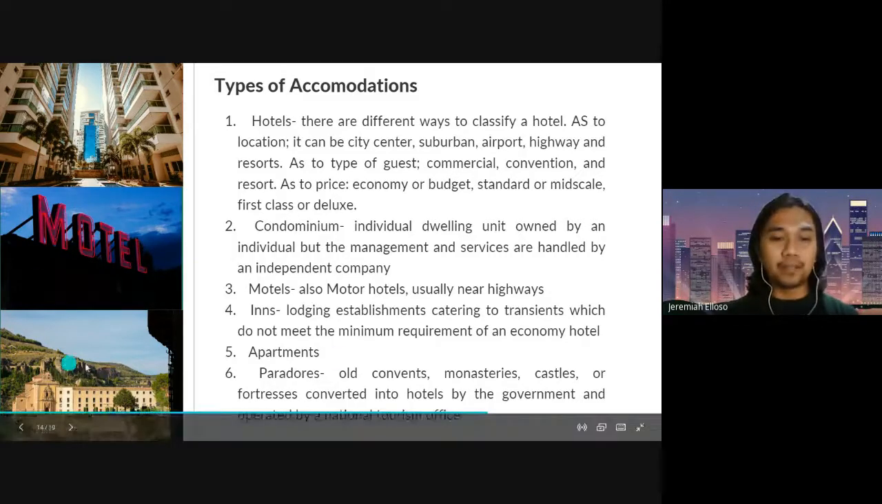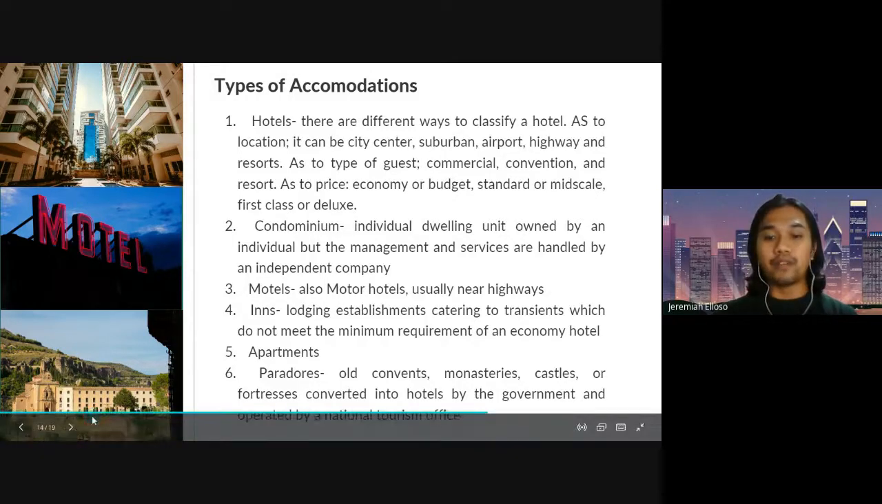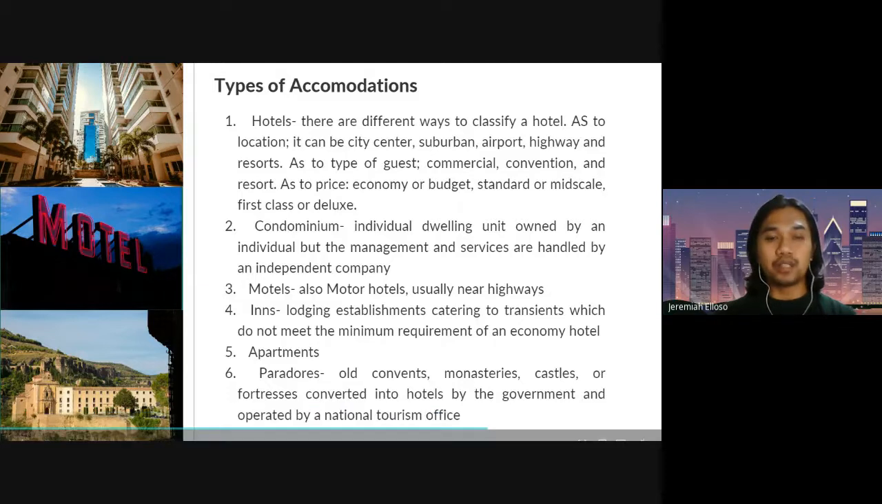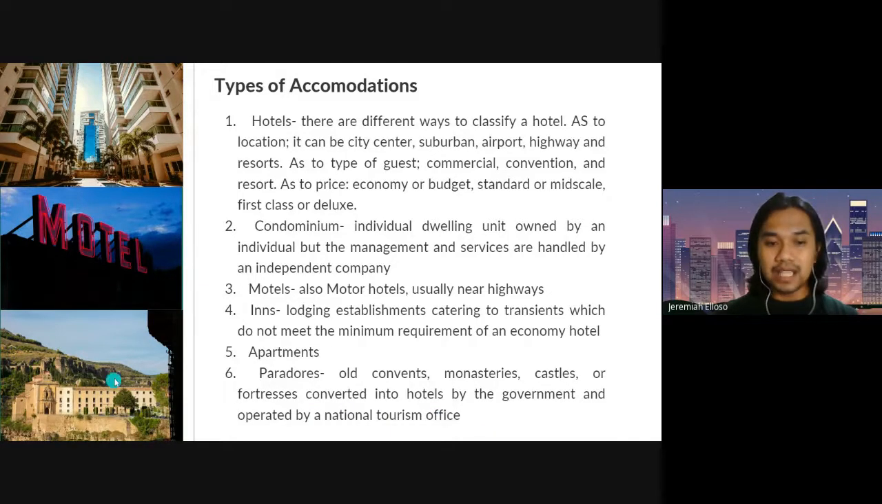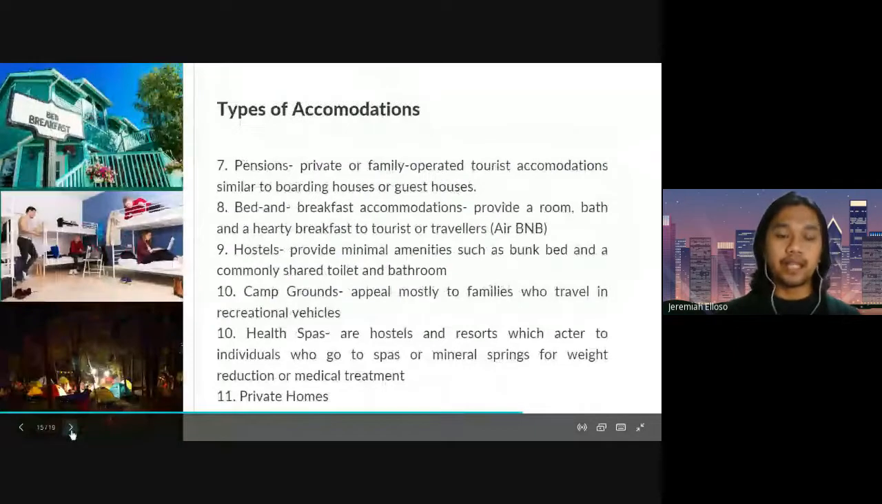So this is an example of a parador, okay? It's an old convent, monastery, or castle, or fortress converted into a hotel by the government and operated by a national tourism office. And these are very popular hotel accommodations in Europe. All right.